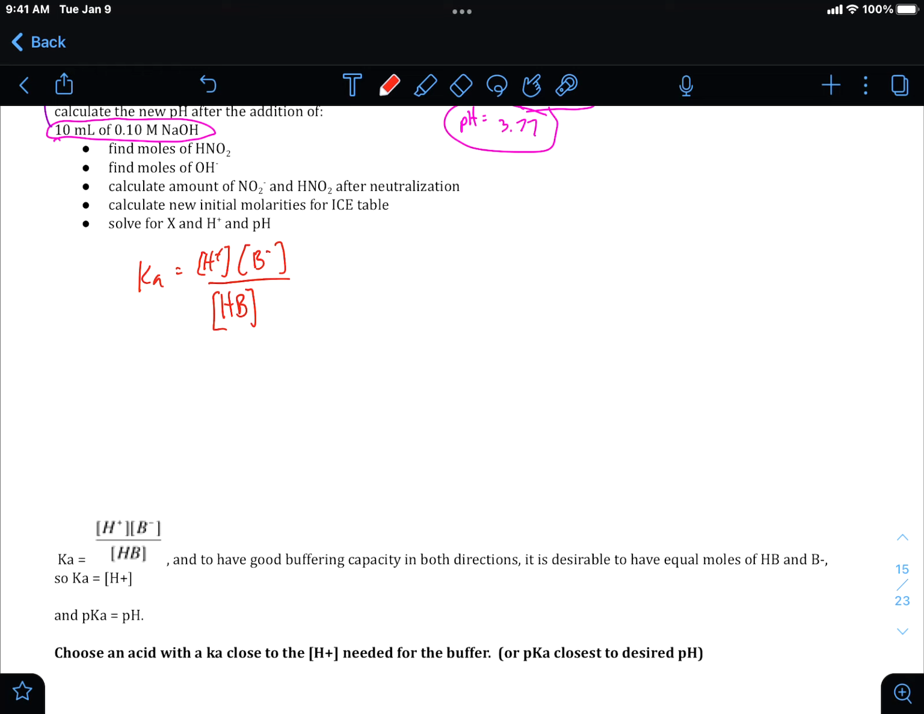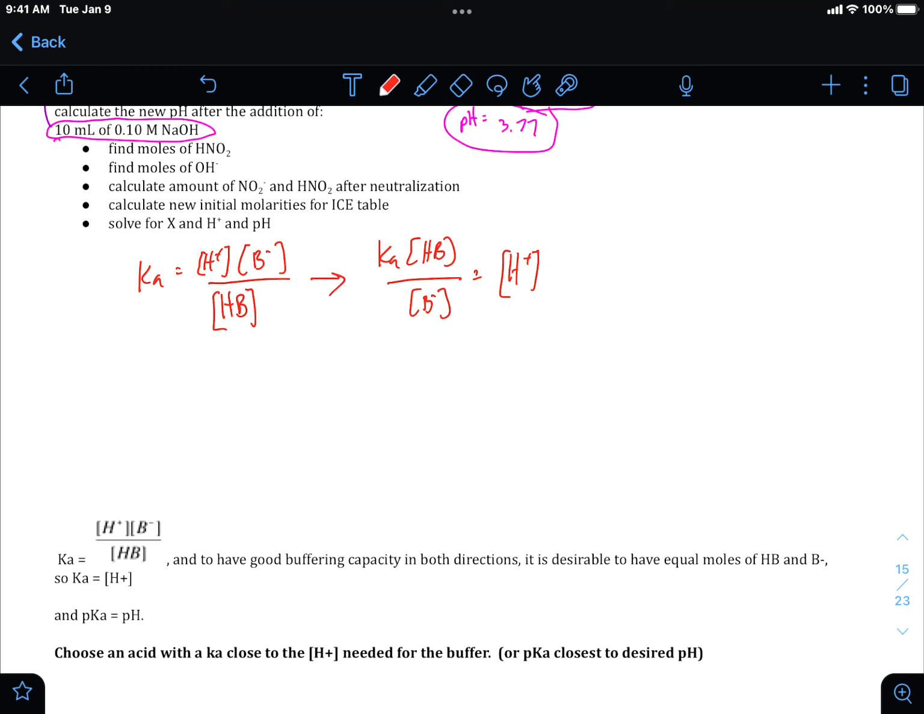Right? That's your law of mass action for any weak acid. Let's rearrange this and solve for H plus. So to solve for H plus, this becomes Ka times HB over B minus, and that's equal to H plus. Do you guys understand that? I'm just moving stuff around. Multiply both sides by HB, divide both sides by B minus. Okay?